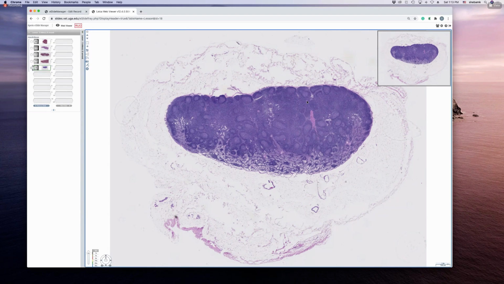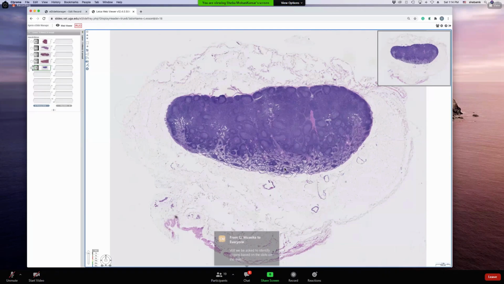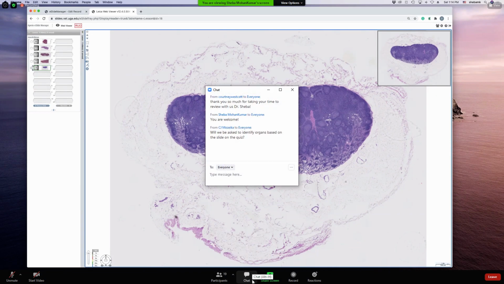Because it has this outer region called the cortex, and the inner region is the medulla. This is a weird cut, so it looks like the medulla is on the outside, but the cortex is on the outside and the medulla is on the inside. The cortex has these round structures called the nodules.